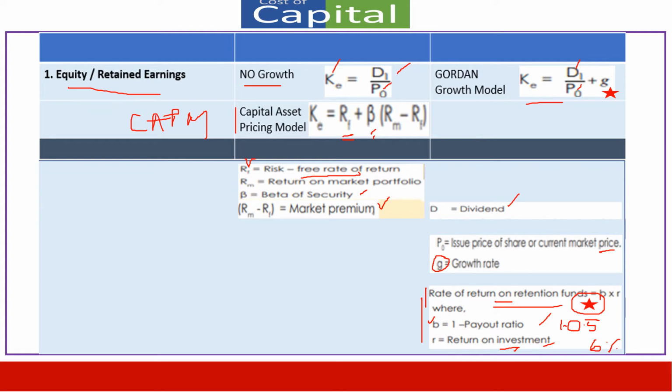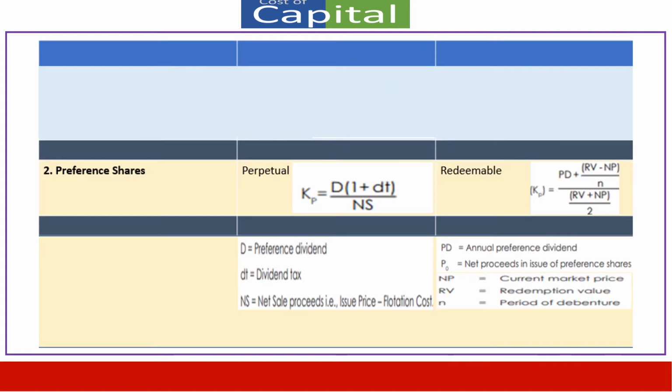RM minus R1 is nothing but market premium. If RM is separately given, return on market portfolio, we have to just put it as RM minus R1. If RM minus R1 is given as market premium, we can straightaway replace this with market premium. These two are the important formulae, but their logic is very, very simple. Dividend over price with growth, or it is risk-free return plus market premium based on the beta of risk. Similarly, we go to preference shares.